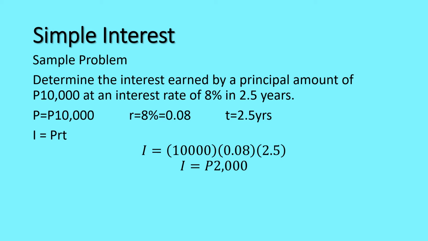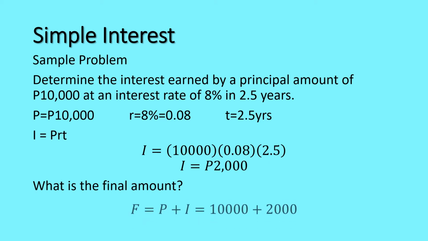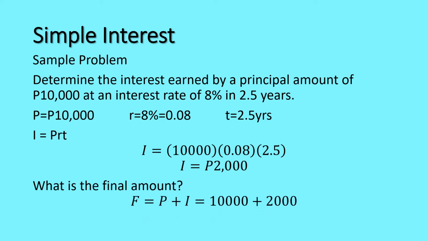So aside from the unknown, let us also identify the final amount. So as we've said earlier, the formula for F is principal amount plus the interest. So all we have to do is to simply add 10,000 pesos plus the earned interest, which is 2,000 pesos. So the final amount now will be equal to 12,000 pesos.